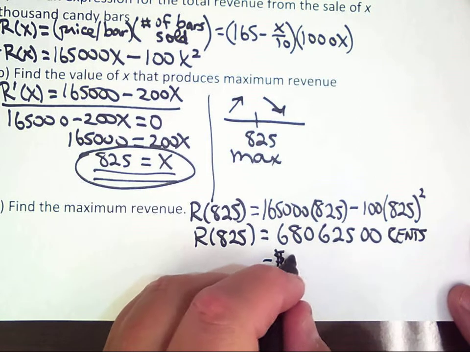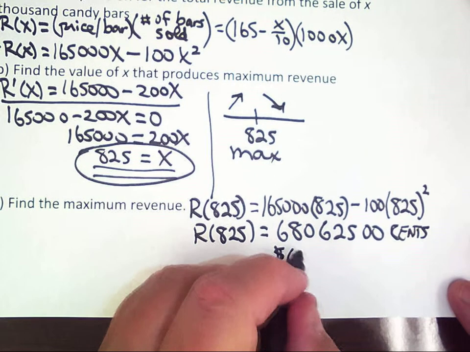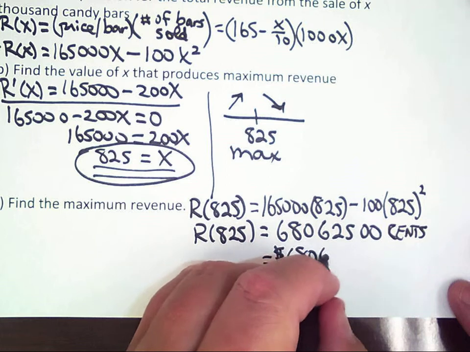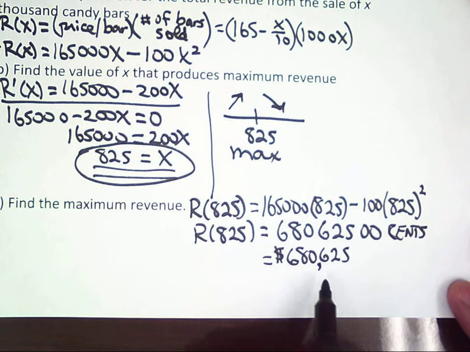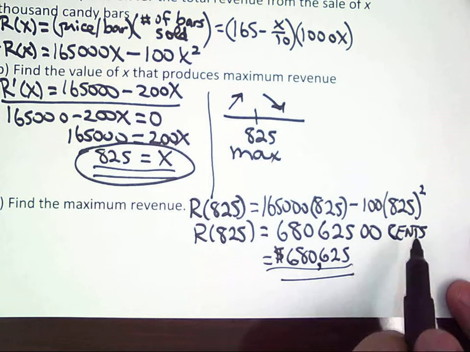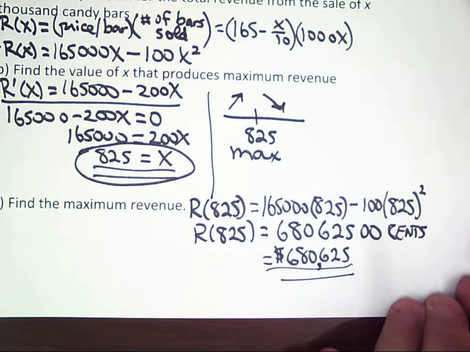So that would be $680,625. So the second point of confusion is forgetting to change your cents to dollars in the end.